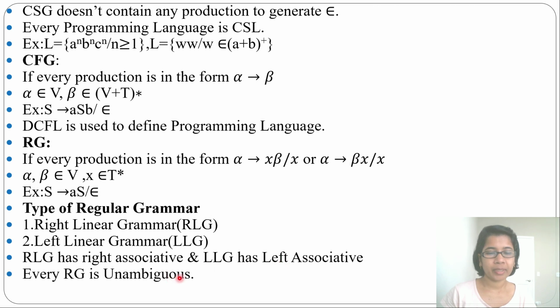Every regular grammar is unambiguous. Ambiguous means you can generate more than one parse tree for one string. But every regular grammar is unambiguous, which means there will be just one parse tree for one string. Every regular grammar is also a context-free grammar, as regular language is a subset of context-free language. So every regular grammar is also a context-free grammar.